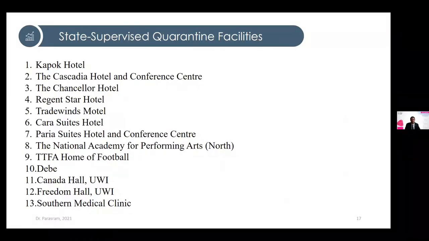Right, I wouldn't go through the entire list of hotels, but these are the hotels that we have used throughout the pandemic to have persons housed as they came through the borders. In the first instance, they were staying 14 days and having a test on day 7 and day 12, I believe. That would have transitioned over time based on immunization, vaccination status, and other things, so that persons are able to go home at this point in time. Some people who are unvaccinated still require state-supervised quarantine facilities.